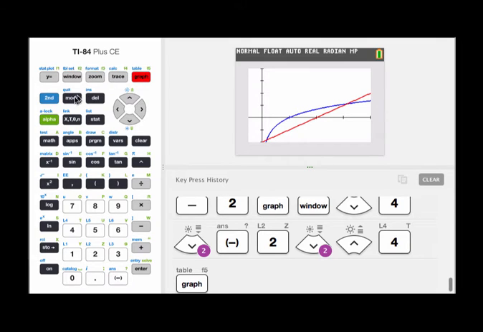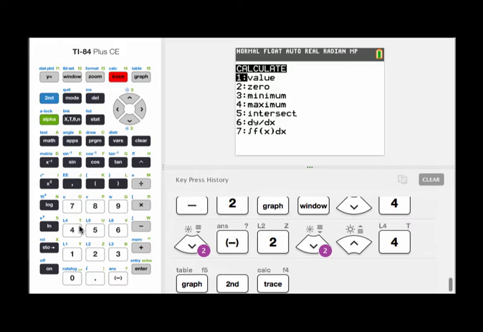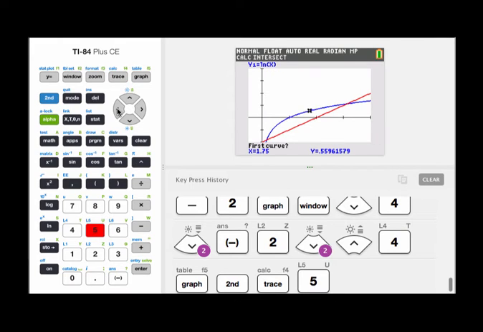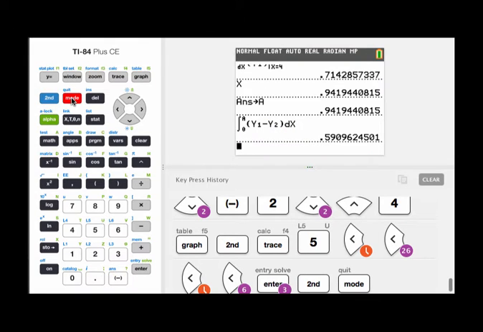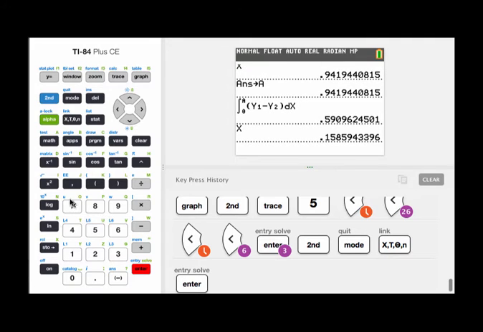So again, I go second calc. We'll find the intersection on the left first. That's good enough. First curve, yes. Second curve, yes. Guess, yes. And that's my intersection point. I'm going to need to store that. So I go back to the home screen. Here's x. And I'm going to store this in alpha A.